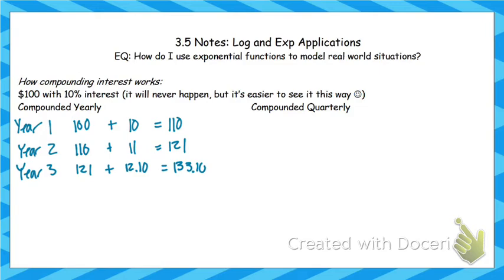So compounding interest is a good thing if you're gaining money. It's a bad thing if you're paying it on something like a credit card or a loan.